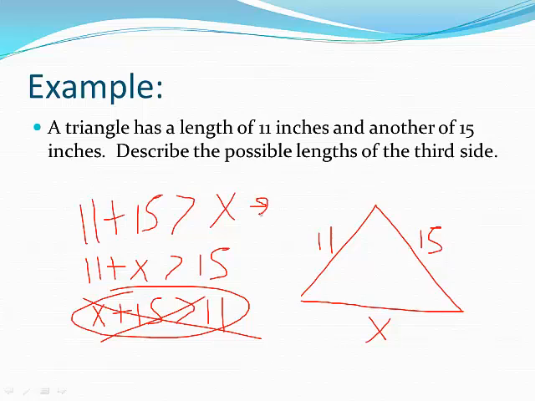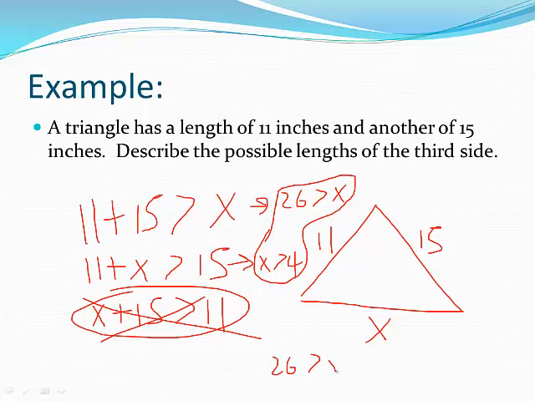This one here evaluates to 26 being greater than x. And this one here evaluates to x being greater than 4. So we're going to take these two inequalities to create a single inequality, which gives us 26 greater than x, which is greater than 4. So that's what our two constraints are. It has to be between 26 and 4, but not including 26 and 4.